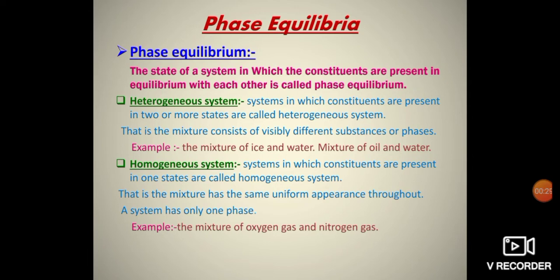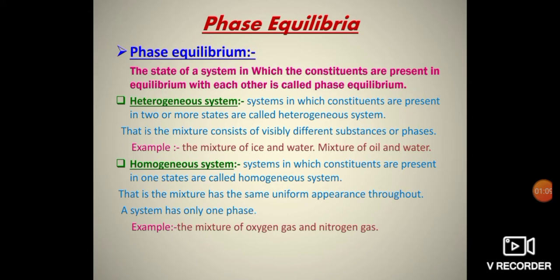You know that a heterogeneous system, in which constituents are present in two or more states, is called a heterogeneous system. That is, the mixture consists of visibly different substances or phases. For example, the mixture of ice and water, the mixture of oil and water. Compare these two: there are two layers present. When we mix oil and water, we get two layers, one is the oil layer and another one is the water layer. So we know that it is a heterogeneous system, a heterogeneous mixture.